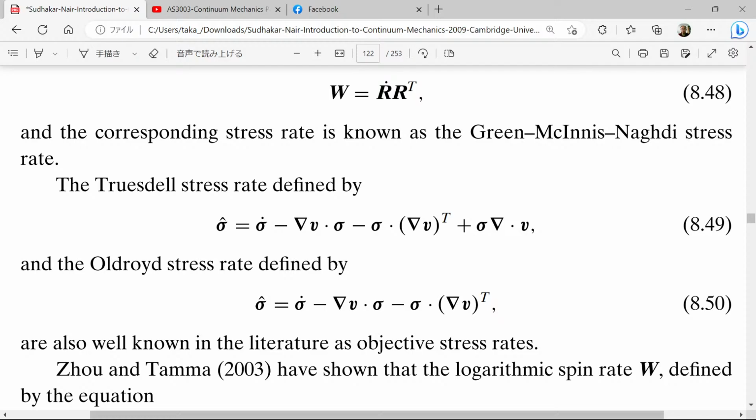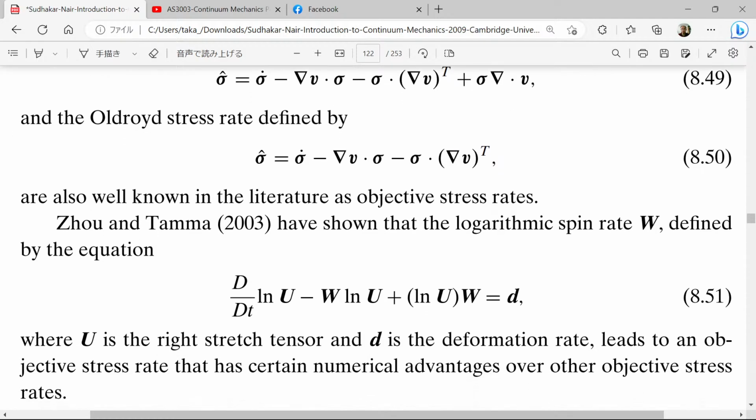The Truesdell stress rate, defined by sigma hat equals sigma dot minus nabla v dot sigma minus sigma dot nabla v transpose plus sigma nabla dot v, and the Oldroyd stress rate, defined by sigma hat equals sigma dot minus nabla v dot sigma minus sigma dot nabla v transpose, are also well known in the literature as objective stress rates.